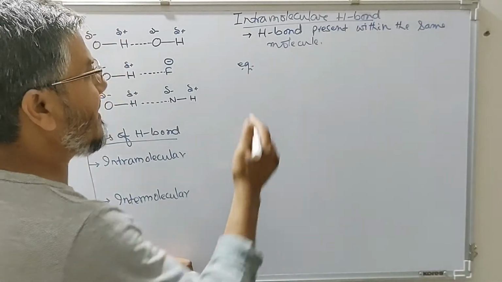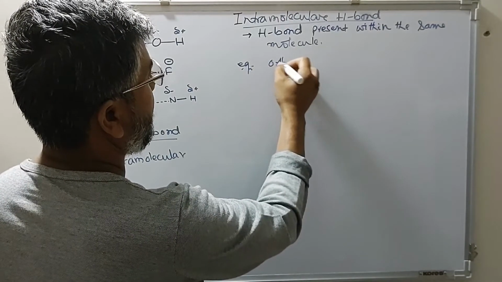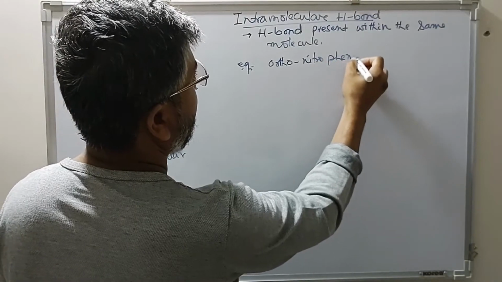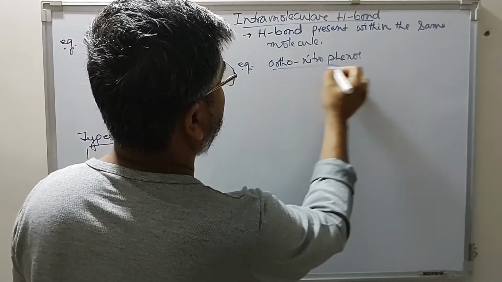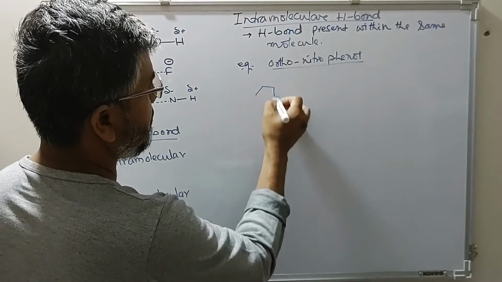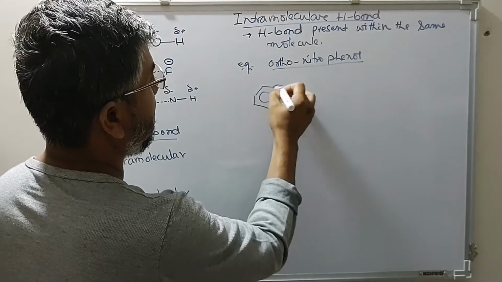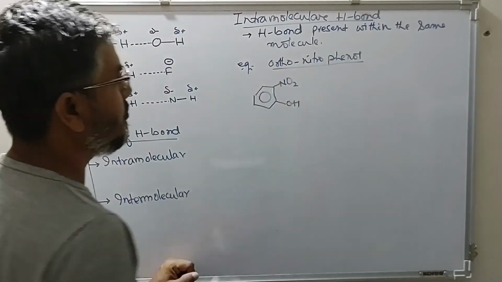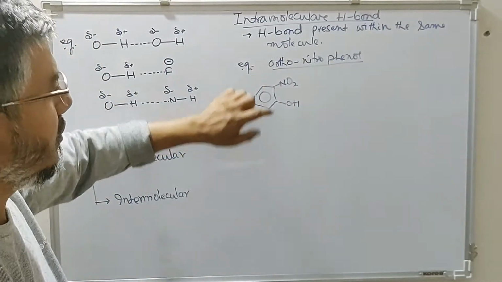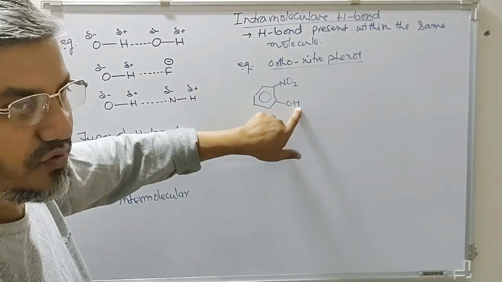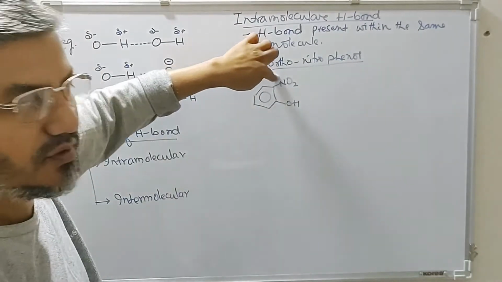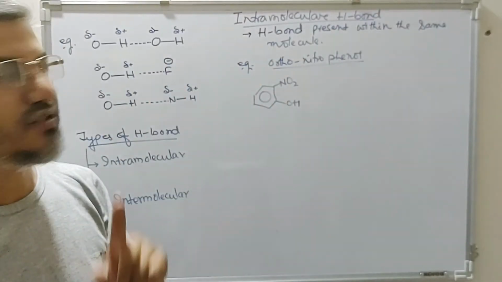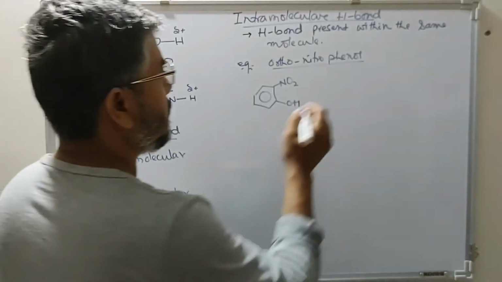So we have this example: ortho nitrophenol. This is an ortho compound, with NO2 and OH. The 1,2 position is known as ortho. Benzene with OH is known as phenol. We have a nitro group and a phenolic group at the 1,2 position, which is known as ortho.